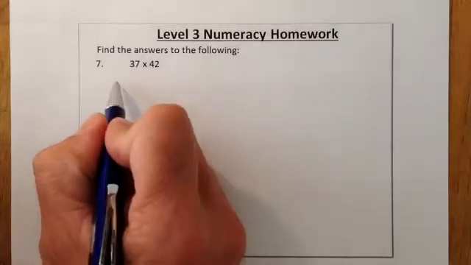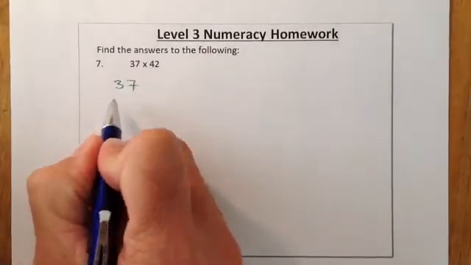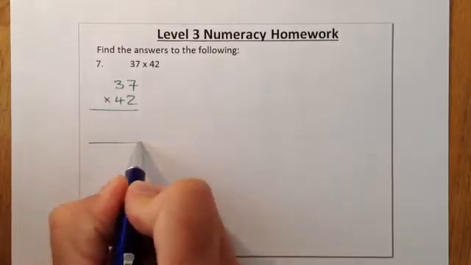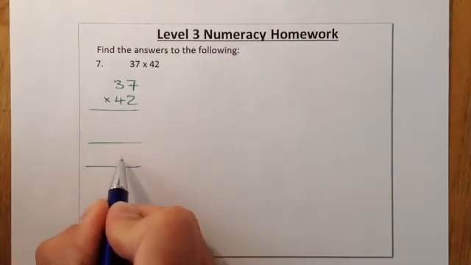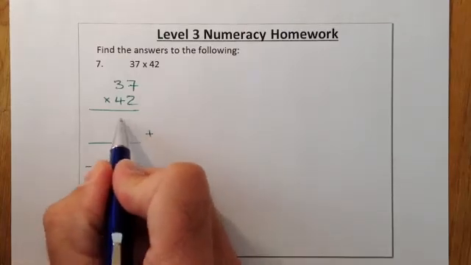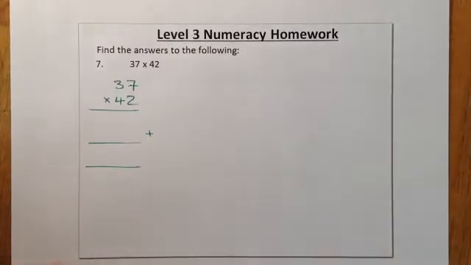First way I'm going to do it is a kind of traditional method. So I'm going to do 37 times 42. I'm going to leave 2 gaps there, and then I'm going to leave a place for my answer. I'm going to add the 2 lines of work that I get here together to get my final answer.